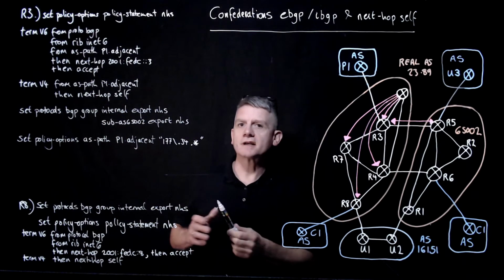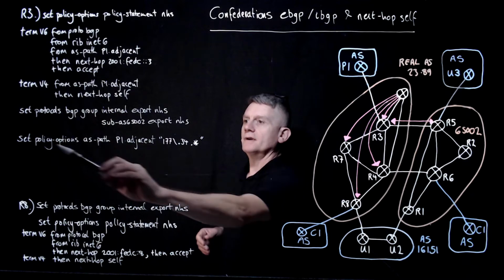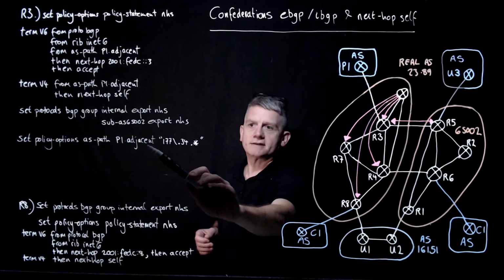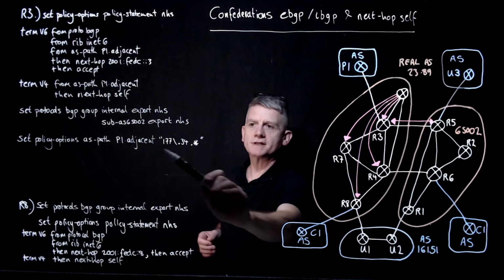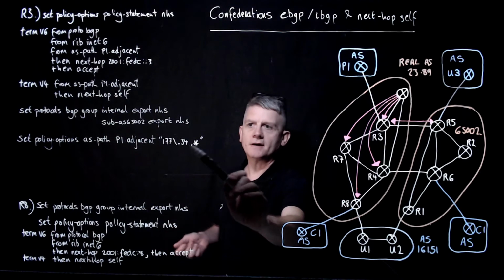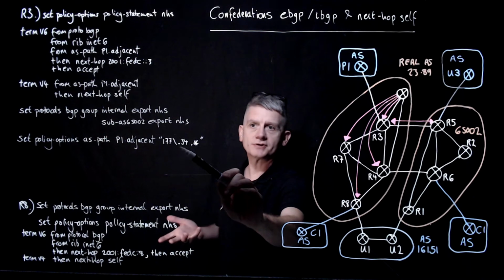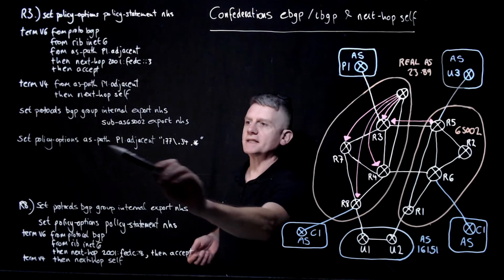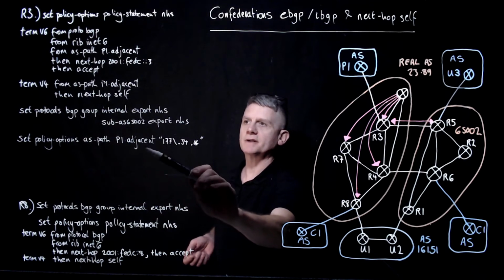So let's just look at the commands anyway. So we've got policy options, AS path, P1 adjacent, and we're just marking the routes that are going to be coming from P1. It's 177.34, and it's any length path. It's anything that's coming from our upstream peer 1. Once we've marked that, set policy options, AS path, P1 adjacent.